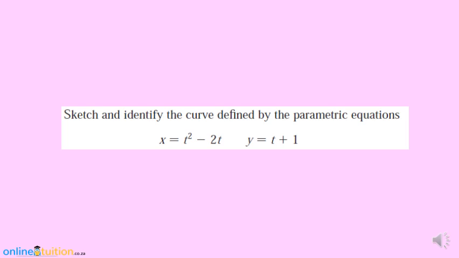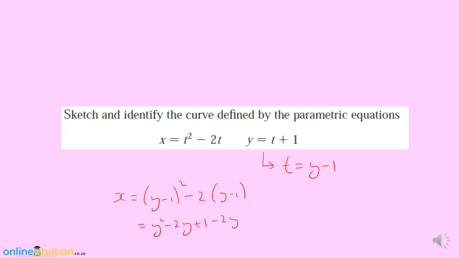Here, if I have a look very carefully, I just want to show you something very quickly. So t is y minus 1. And what if we substitute that in there? So I'll get (y minus 1) squared minus 2 times (y minus 1). So square that out very quickly: y squared minus 2y plus 1 minus 2y plus 2. And eventually what we get is x equal to, well, there's my y squared, minus 2y minus 2y is minus 4y, and 2 plus 1 is 3.